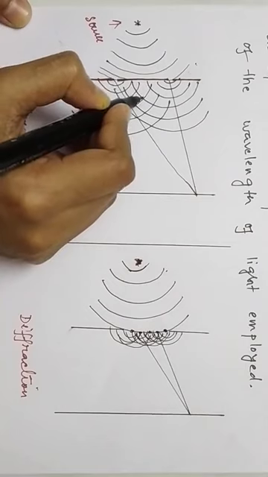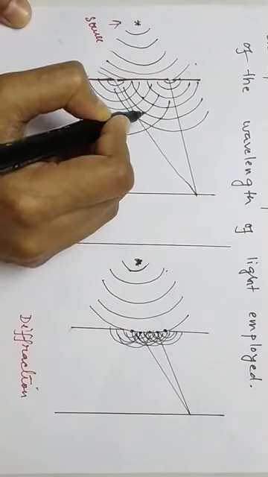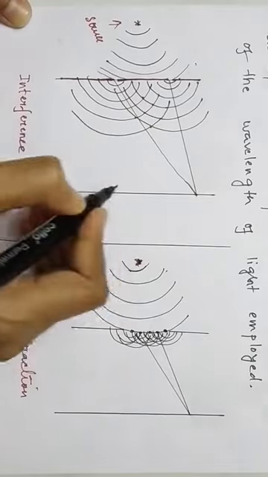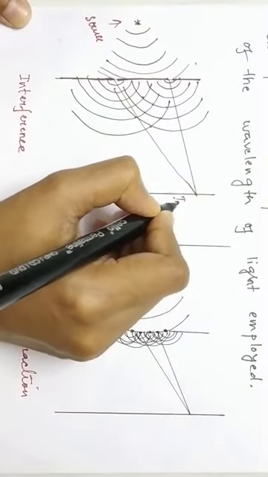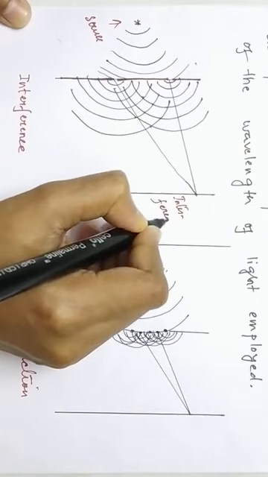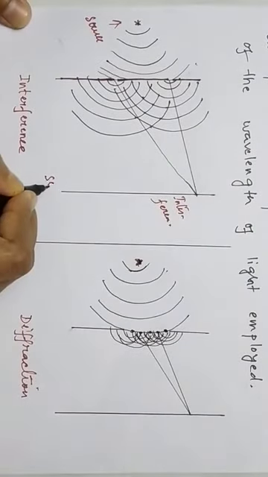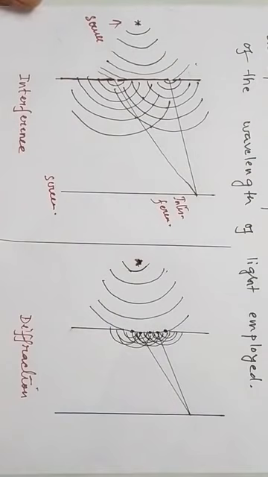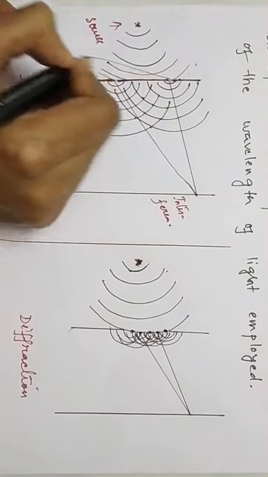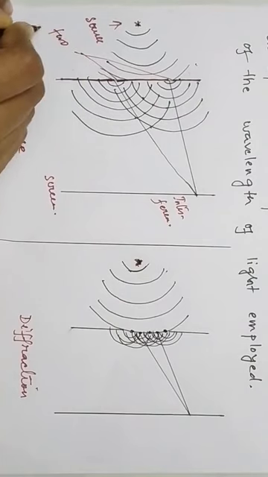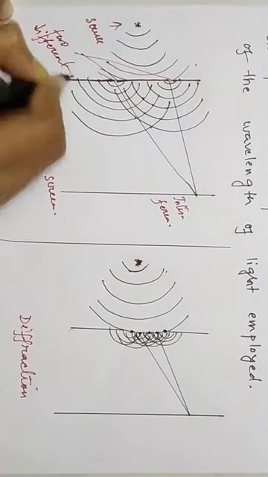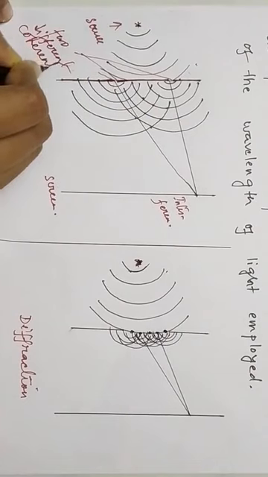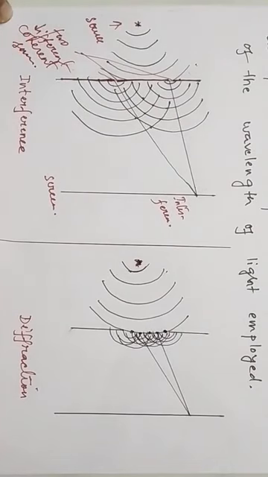These two secondary waves will superpose, and we can observe an interference pattern on the screen. We can say that interference is the result of interaction of light coming from two different coherent sources, which originate from the same source.